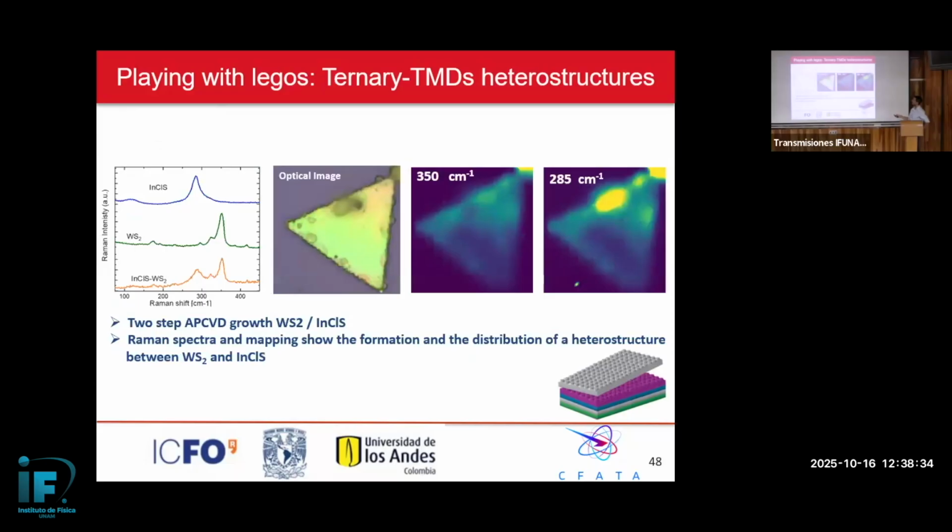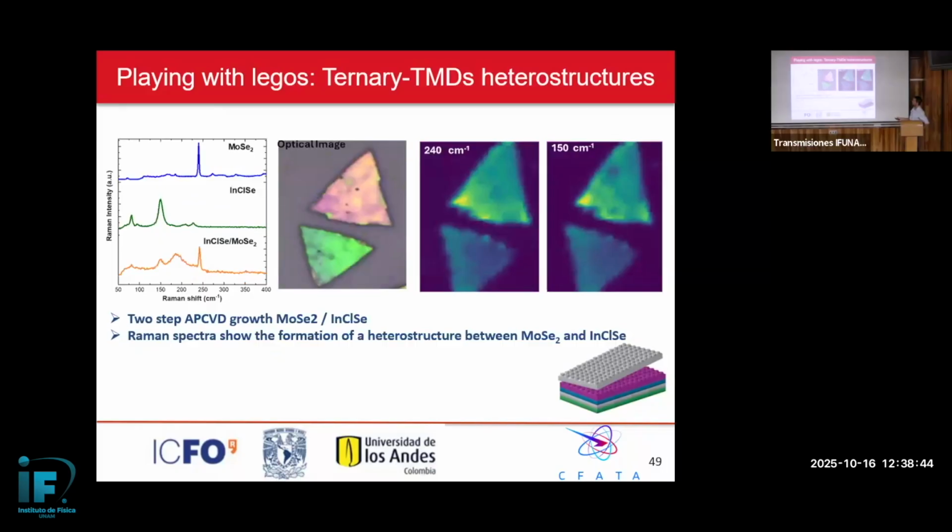We can not only do that, we can combine it with other systems, such as tungsten disulfide or molybdenum diselenide and indium chloride diselenide. This is very strange to us for the moment. These are the results from last month, so very exciting opportunities here.